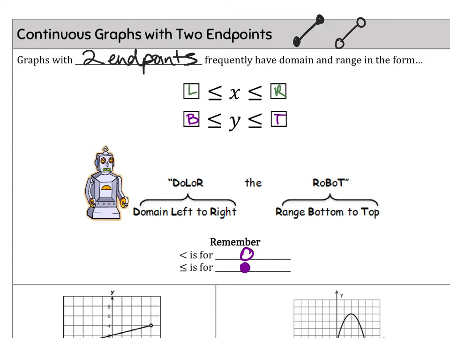Good, I love it. One of the other mnemonic devices that we're going to use to help you remember how to talk about domain and range is called Dolor the Robot. Dolor stands for domain is the left to the right. That's how we're describing it, left to right. And robot is range is from the bottom to the top. Dolor, left to right. The robot, bottom to top.